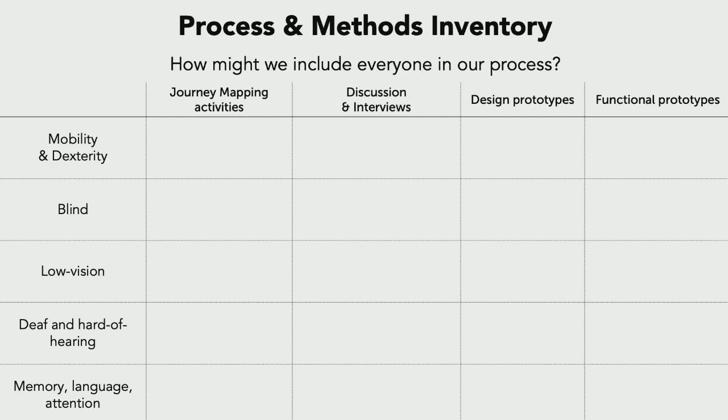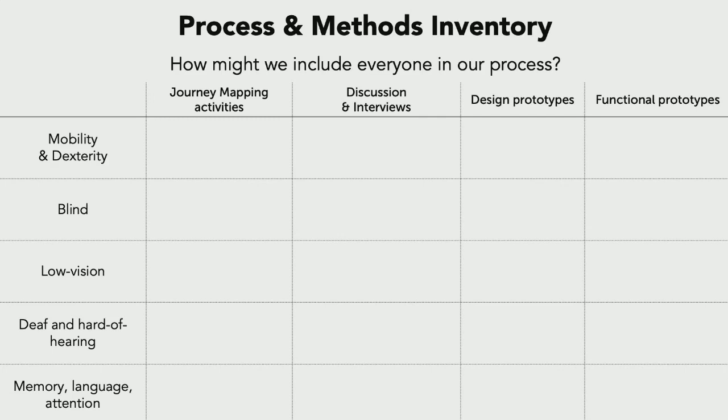So we typically do something like this. We do journey mapping activities, we do discussions and interviews, we do design prototypes, we do functional prototypes. How do we take all of that and make it so that people with all of these different disabilities can participate? And this is only five very, very broad categories of disabilities. We're not even really drilling down on anybody that maybe has autism or different forms of being on the spectrum. We're not taking any of that into account, but we might take into account memory or language or attention or all kinds of other things.